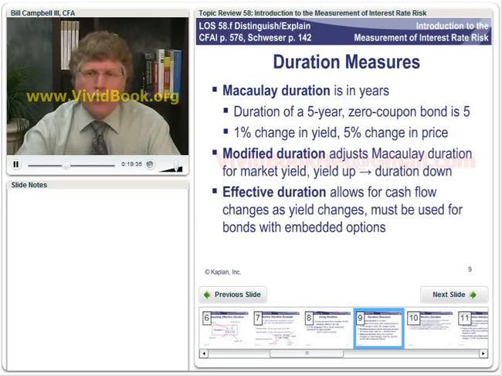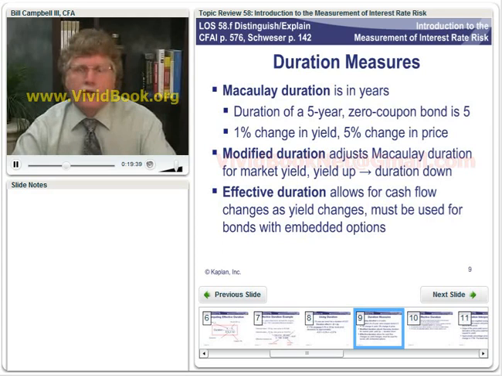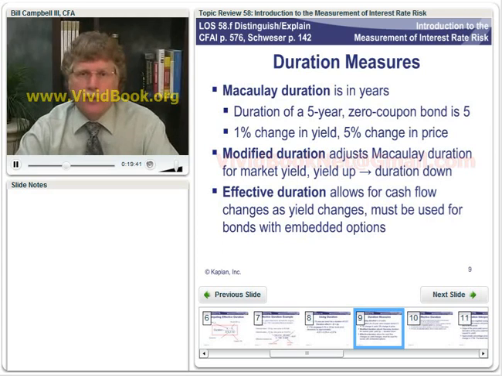I'll give you one more variable, yield to maturity. What happens to the duration when yield to maturity changes? Well, if you think about it, the yield to maturity, we're going to be using that as the discount rate to get our present values. I'll take 2 examples. Let's compare a 1% yield to maturity and a 10% yield to maturity.